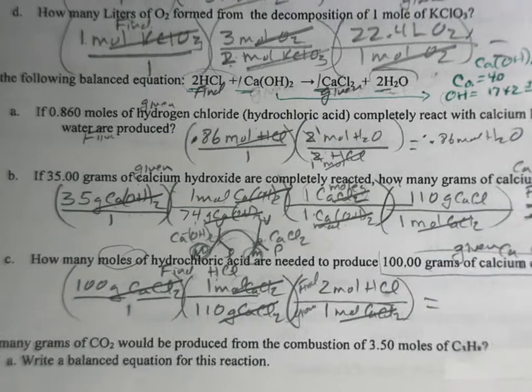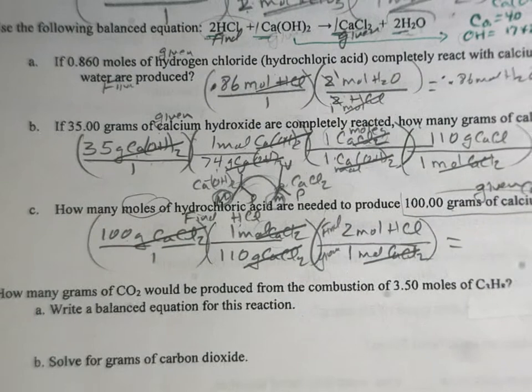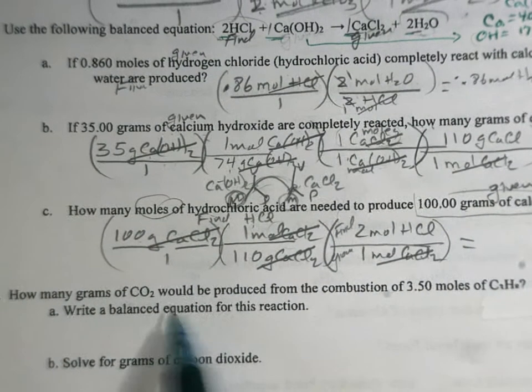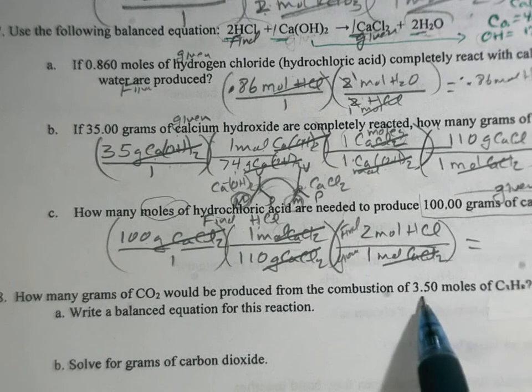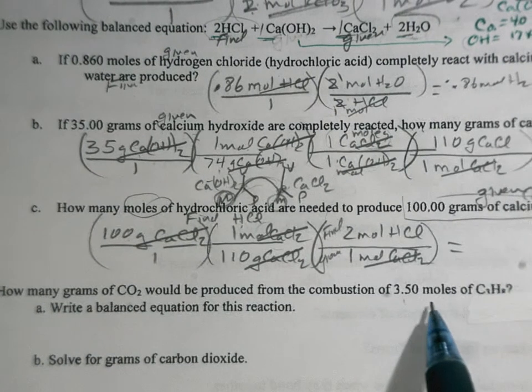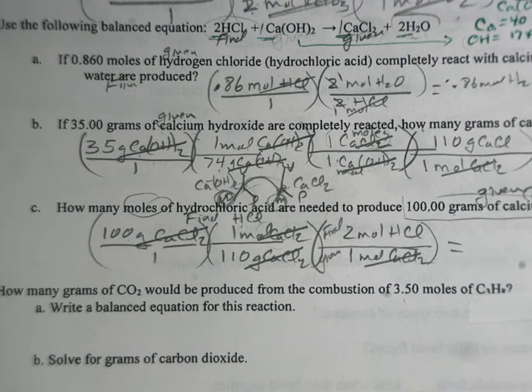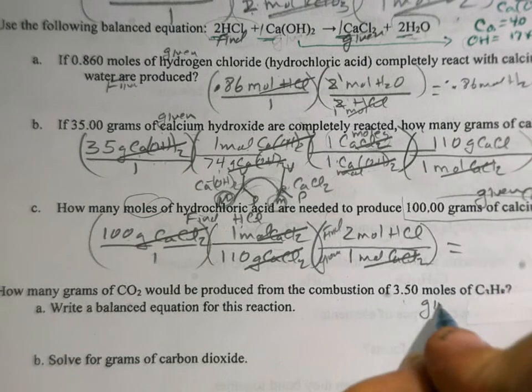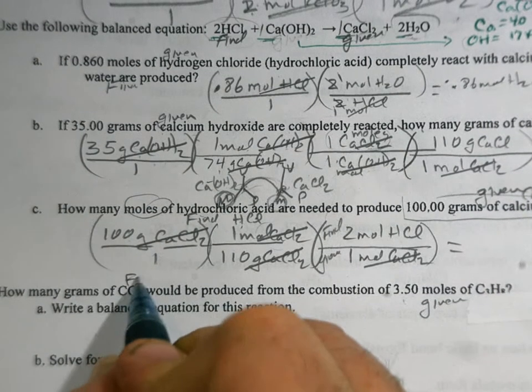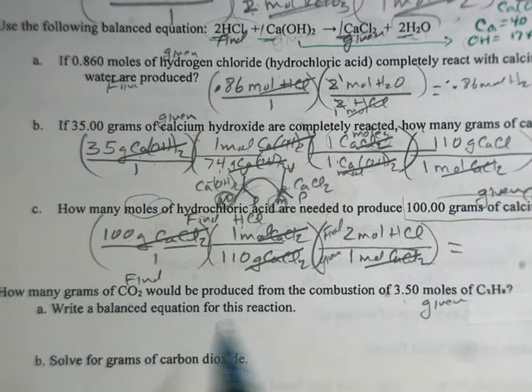Number 8. Let's see now. How many grams of CO2 would be produced from the combustion, the burning of that many moles, 3.5. So this is the given right here. This is what we're trying to find. Write a balanced equation for this.